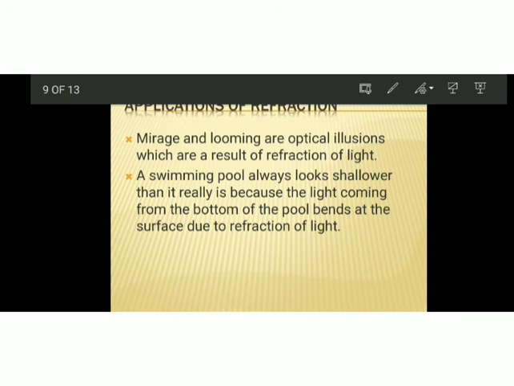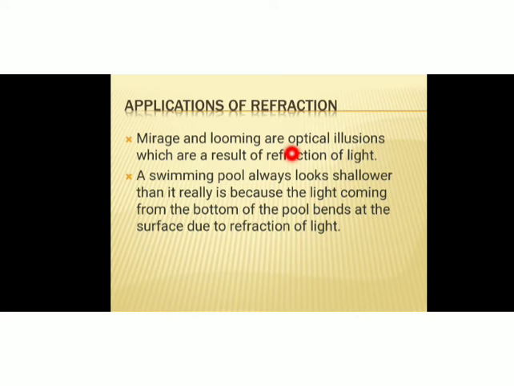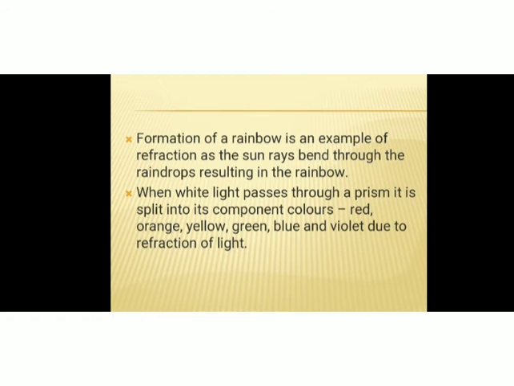Now, what are the applications of refraction? Mirage and looming are optical illusions which are a result of refraction of light. A swimming pool always looks shallower than it really is because the light coming from the bottom of the pool bends at the surface due to refraction of light. Then formation of a rainbow is an example of refraction, and you will understand about the rainbow formation and the role of refraction in our next chapter. When white light passes through a prism, it splits into its component colors. That is also due to refraction. You will study about it in the next chapter. Okay, so all these are applications of refraction.